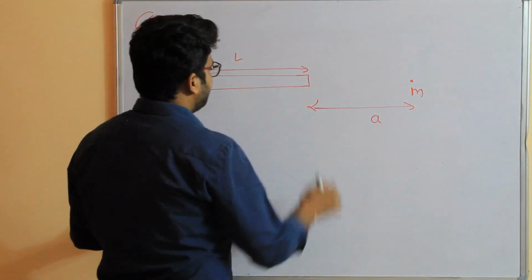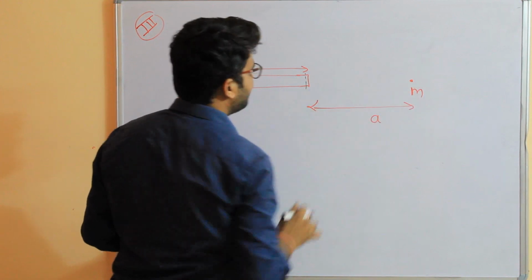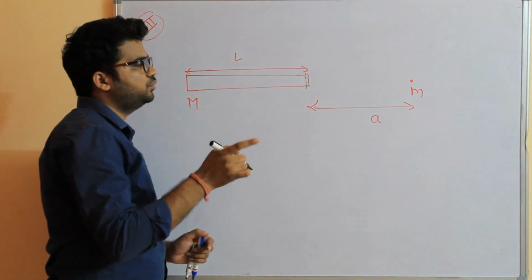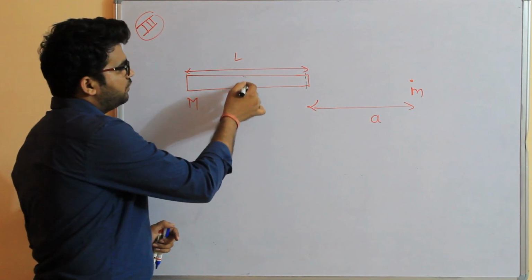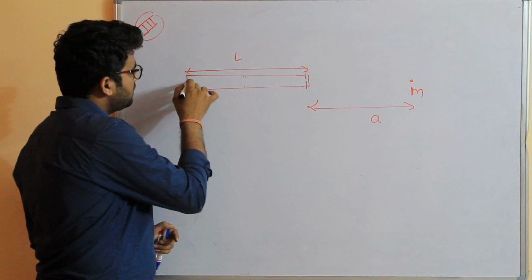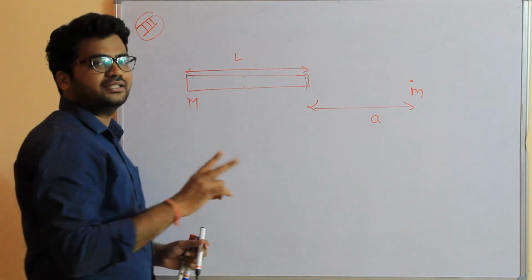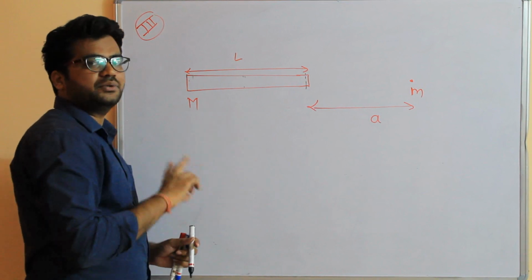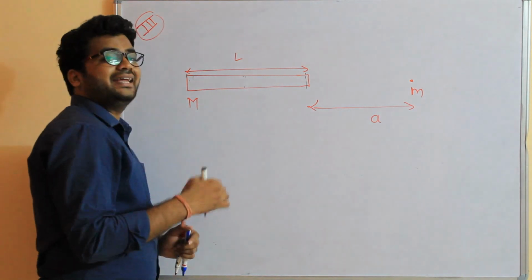For that, see, due to this small element, there is a force of attraction, and that is G dm into m divided by a square. Likewise, due to another element here, the force is different. Due to this mass, the force is different, and that is not a linear progression. That is not a linear answer, you can say, right? So for that, we have to use integration.